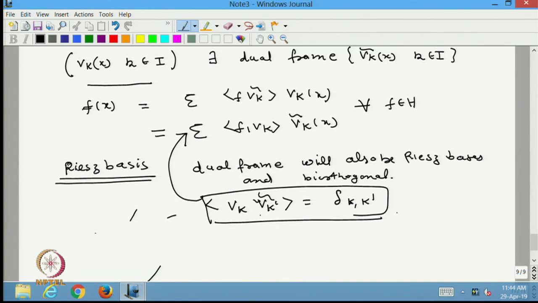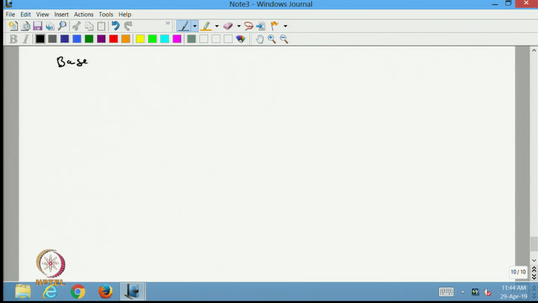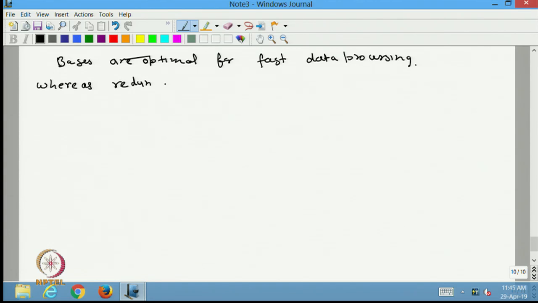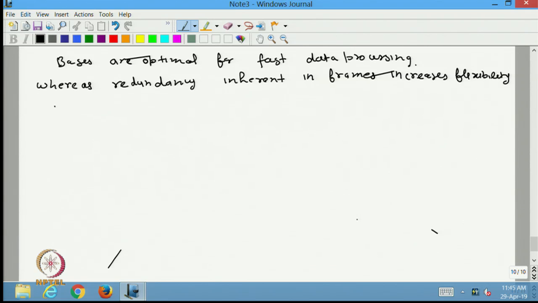So, in a nutshell, bases are optimal for fast data processing, whereas the redundancy inherent in frames increases flexibility when used in expressing signals or approximating a function.